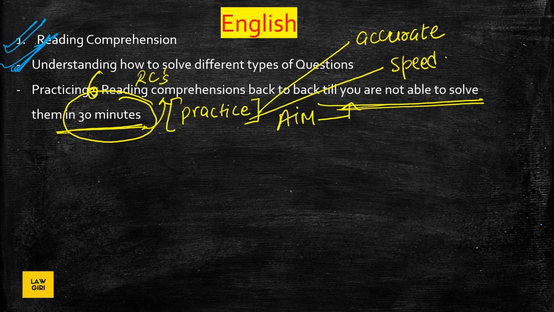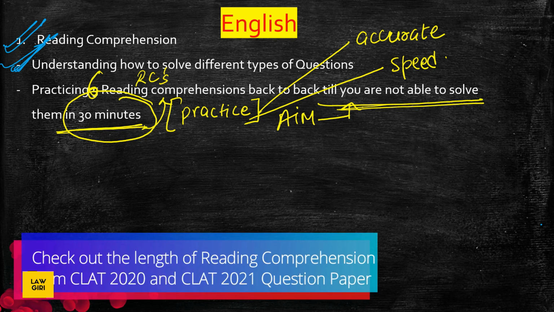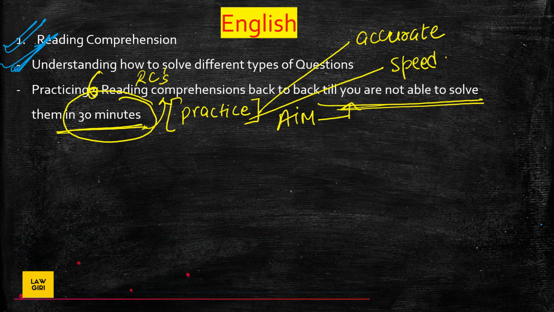One book is finished, buy another book. Go to the local bookstore. Keep on buying books which have reading comprehensions, smaller or bigger. Keep on solving reading comprehensions. The more you practice, if it is a long RC, instead of solving 5, solve 4. Instead of solving 6, solve 3. Reduce the number.